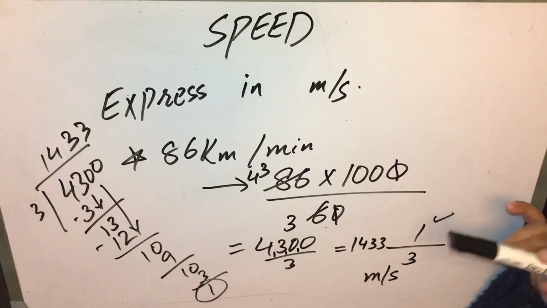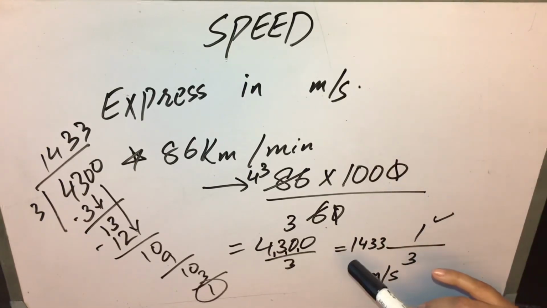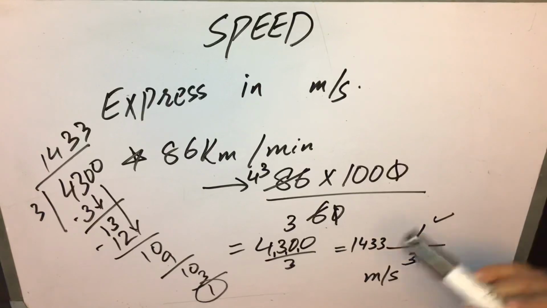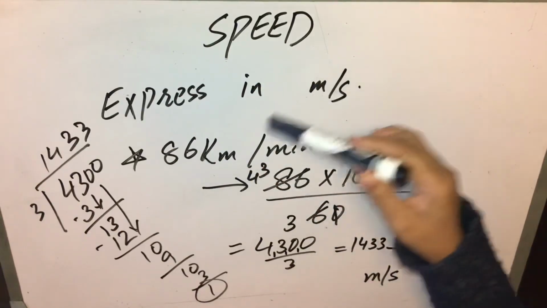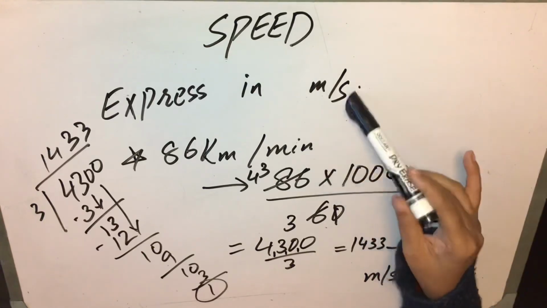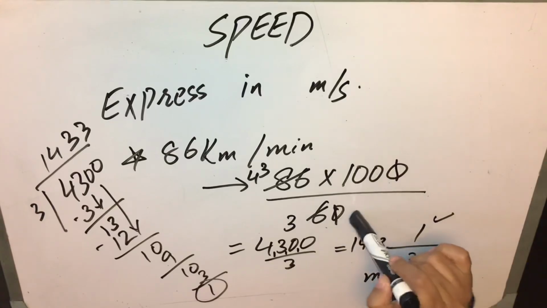In this way you can express any unit into the other given requirement. You just have to notice whether you are going to a bigger unit or a smaller unit. Like here we are going to a smaller unit, kilometer to meter, we multiplied, and when we go from minute to second we use the relation of minutes and seconds and we multiply.